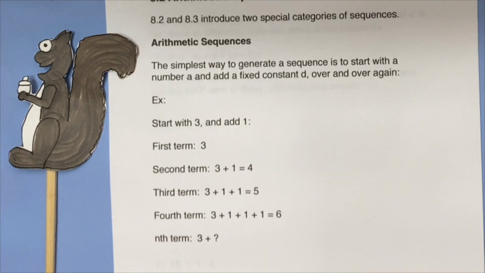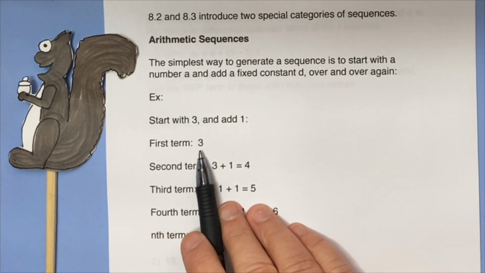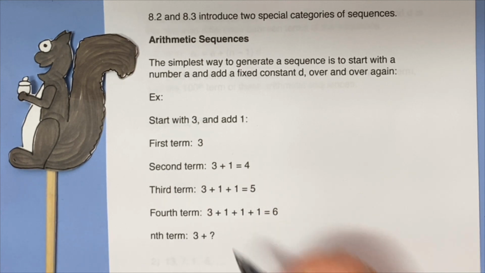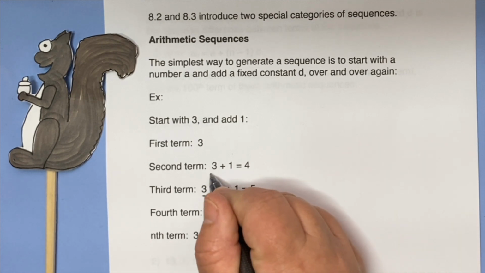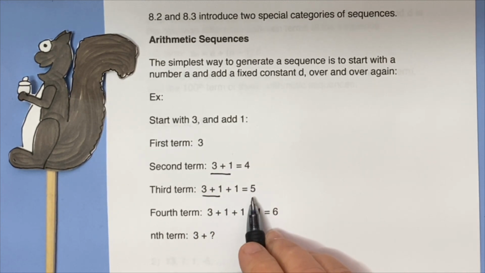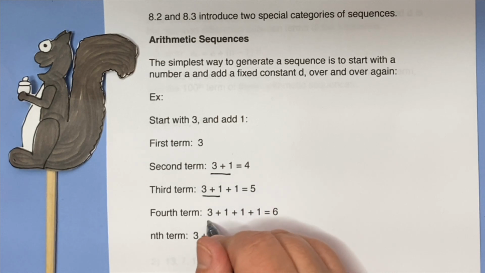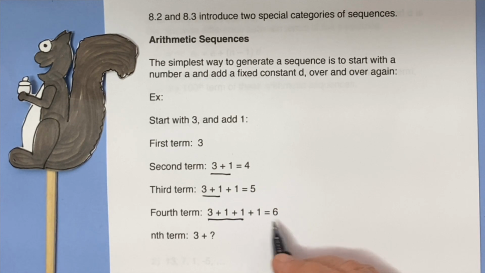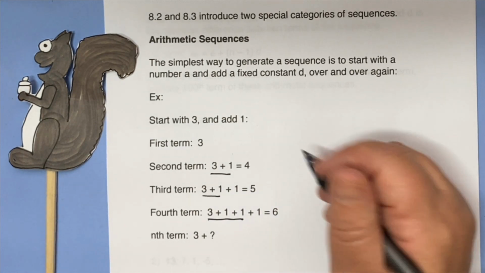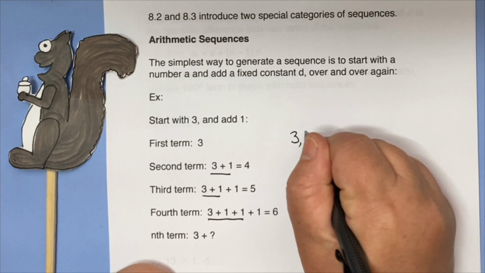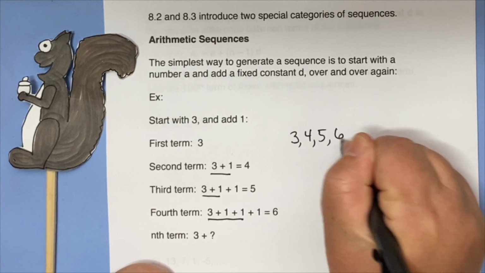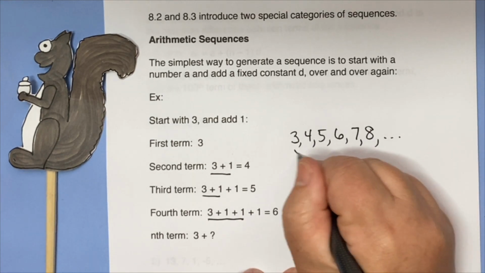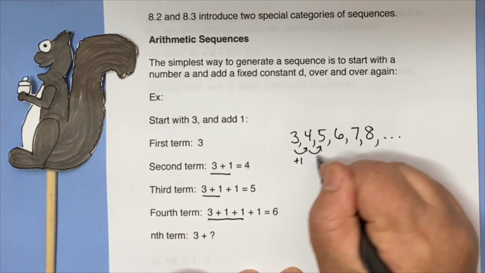So what is our example? Our example is we start with 3, and then we add 1. 3 plus 1 is 4. And then we take the 3 plus 1 from the previous, and we add 1, and we get 5. And then we take the previous 3 plus 2 now, and add 1 and get 6. And so on and so forth. So our actual sequence will look like 3, 4, 5, 6, 7, 8, etc. So each time we're just adding 1.